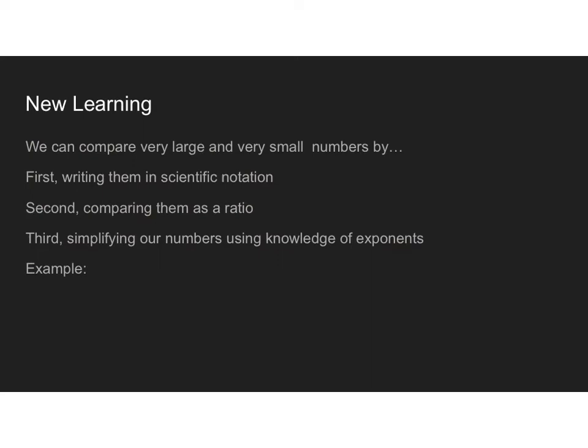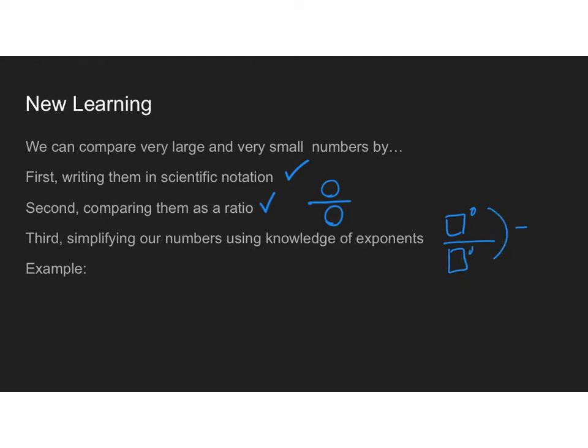We can compare very large and very small numbers by, first we write them in scientific notation, okay? Then we compare them as a ratio. Remember, a ratio is just a fraction. And then we simplify our numbers using our knowledge of exponents. If we're dividing and we have the same base, we would subtract those exponents to get our final answer.